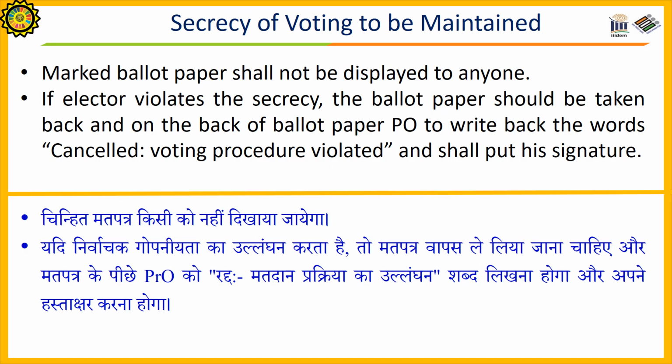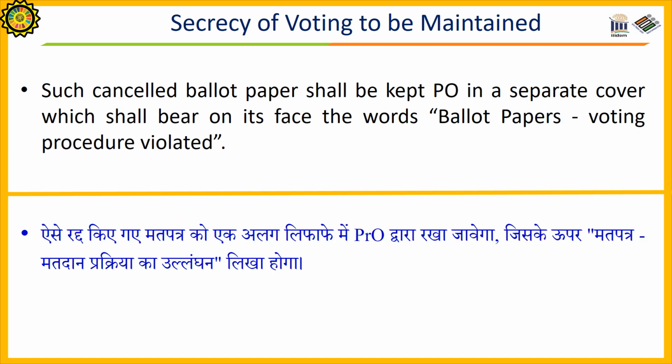Secrecy of voting to be maintained. Marked ballot paper shall not be displayed to anyone. If an elector violates the secrecy, the ballot paper should be taken back, and on the back of the ballot paper, the polling officer is to write the words "cancelled, voting procedure violated" and shall put his signature. Such cancelled ballot paper shall be kept by the polling officer in a separate cover which shall bear on its face the words "ballot papers, voting procedure violated."